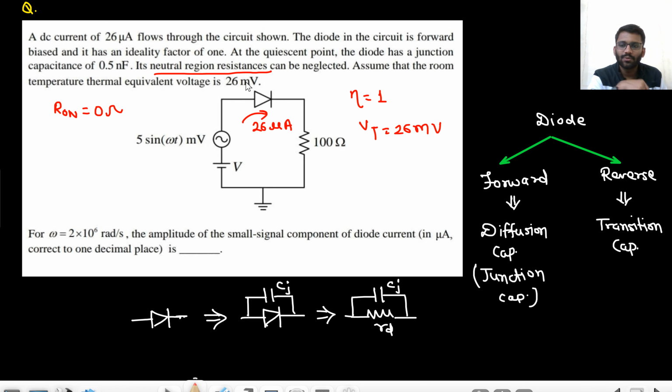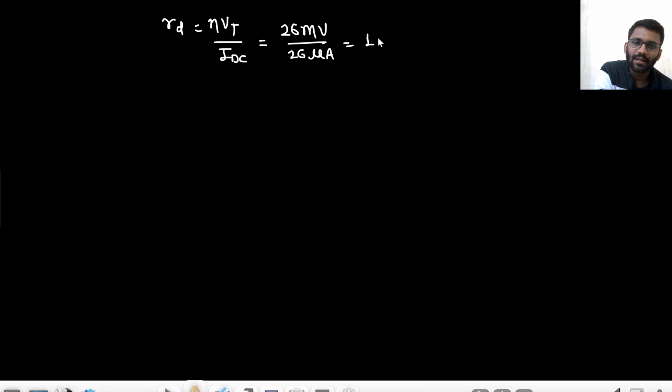For omega equals 2 into 10 to the power 6 radian per second, we need the amplitude of the small signal component of the diode current. So you just need small signal analysis. What is your IDC? You already know it, so you can find RD. RD will be eta VT upon IDC. VT is 26 millivolt, IDC is 26 microampere, so my RD is 1000 ohm or 1 kilo ohm.